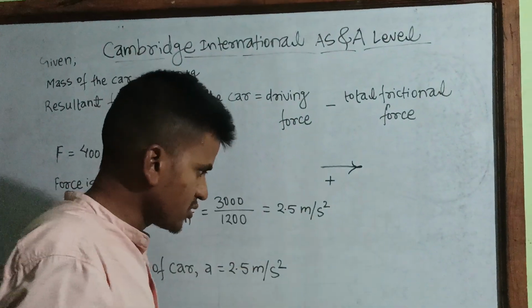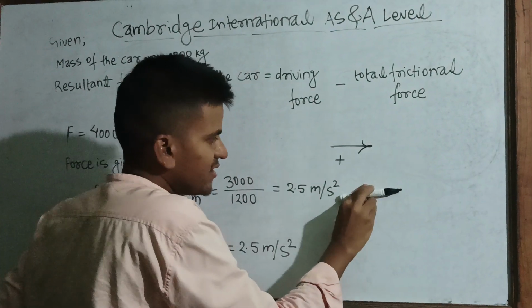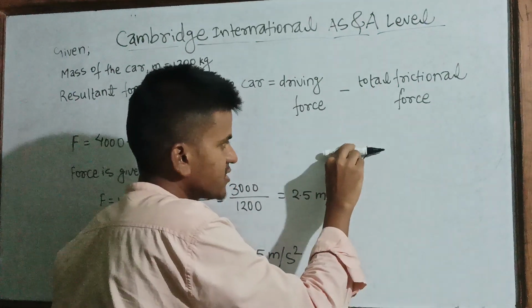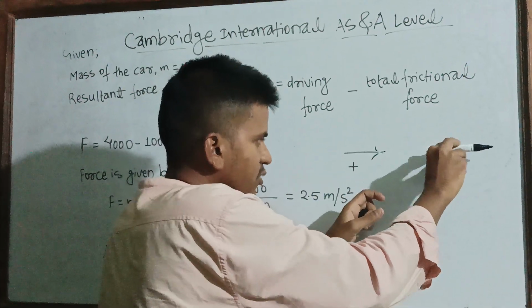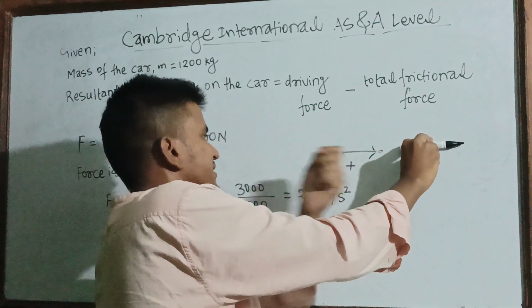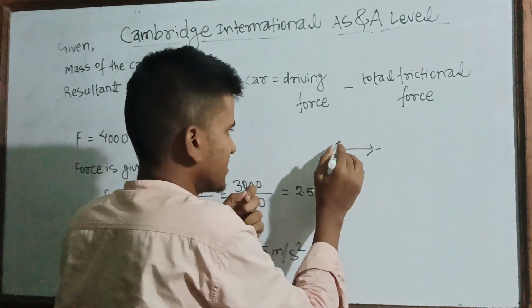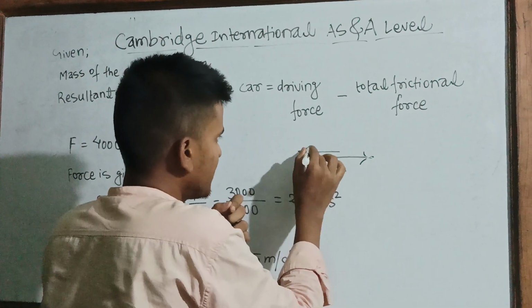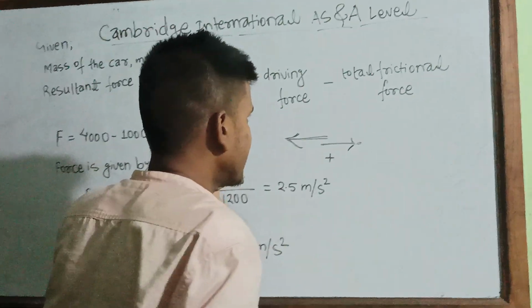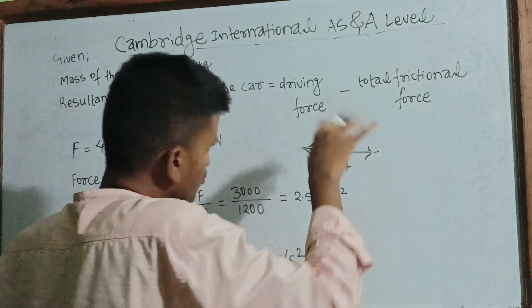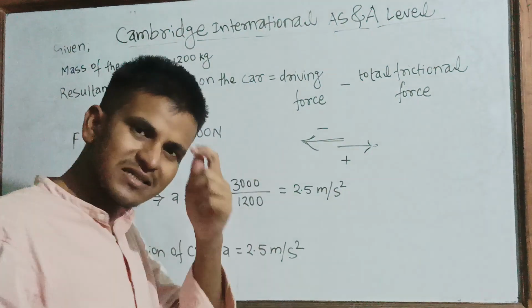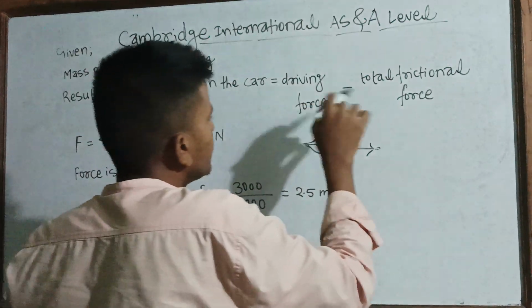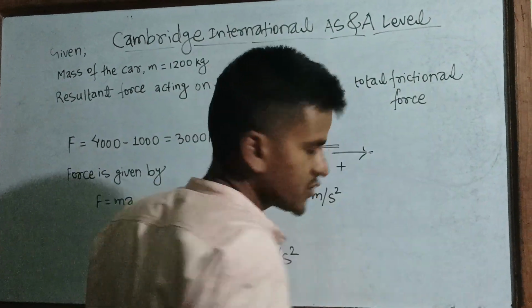One thing we should know: suppose this is the marker and it is moving in this direction. Then the board is applying a force in the backward direction. As force is a vector quantity, when we find the resultant force, this will take the minus sign. So the driving force minus the total frictional force.